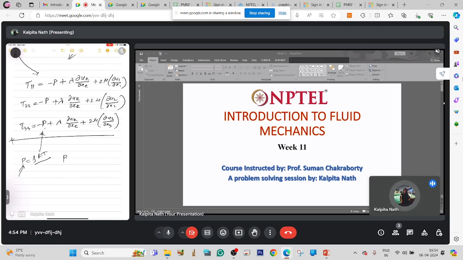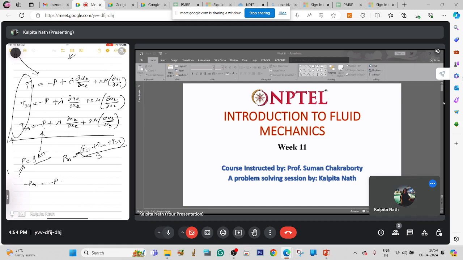Now what is mechanical pressure? If we add these 3 up and divide by 3, this will give the mechanical pressure. The mechanical pressure is minus (tau 1 plus tau 2 plus tau 3), all the normal components, upon 3, normal stresses. So this Pm, from this equation, what will we get?